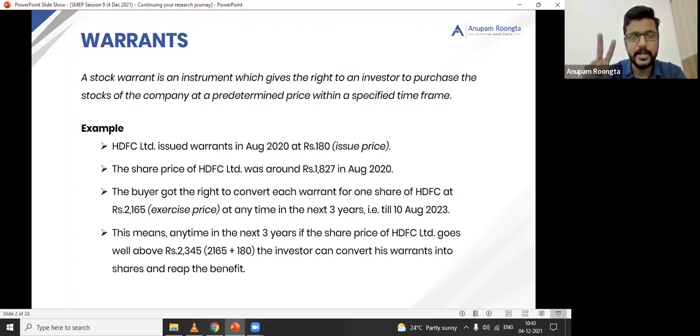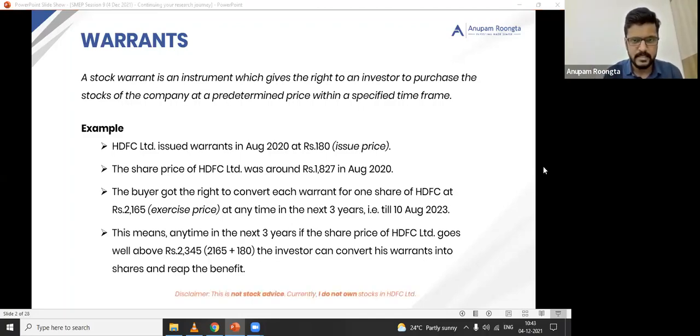Right? Second point, when you have warrants with you and HDFC Limited declares a dividend, you do not get the dividend because you do not have shares of HDFC Limited. You have warrants of HDFC Limited. They are two different things. Right? So keep these 2 points in mind. Number one, you may not convert, I mean, if the price does not reach there, you will lose your money. And the second thing, you are not entitled to any dividend by the company because you are holding warrants of the company, not shares of the company.